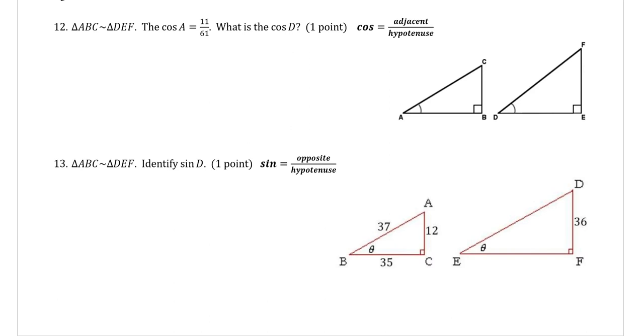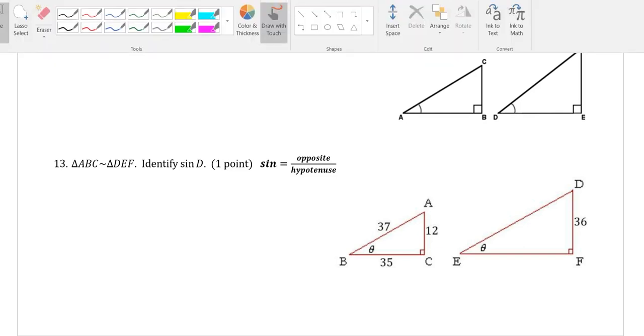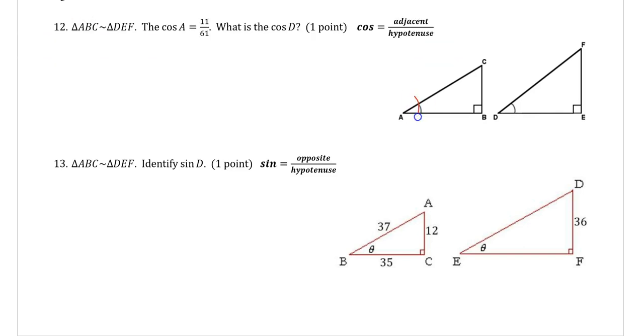We're also going to use that fact in number 12, right? Again, these are similar triangles. So the cosine of A is 11 over 61. So what is the cosine of D? Well, they're the same angle. These angles are equal. So the cosine of D equals the cosine of A, which equals 11 over 61. That easy, right? Again, number 12 is just making sure you recognize that those are going to be the same.